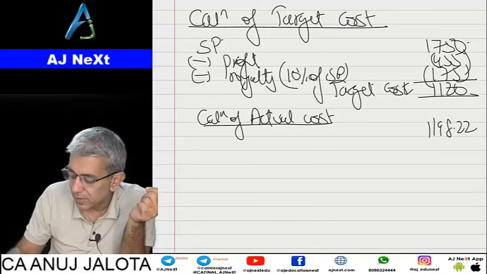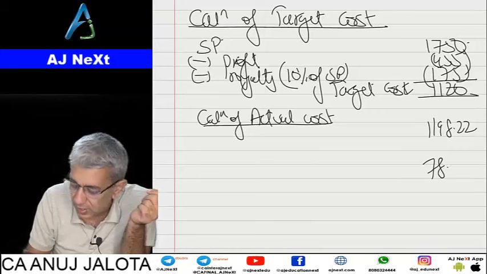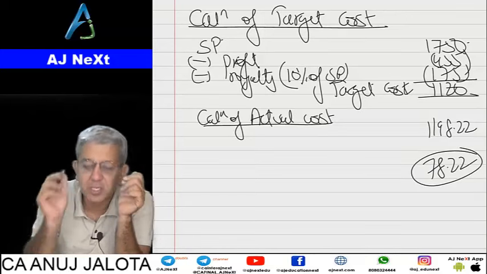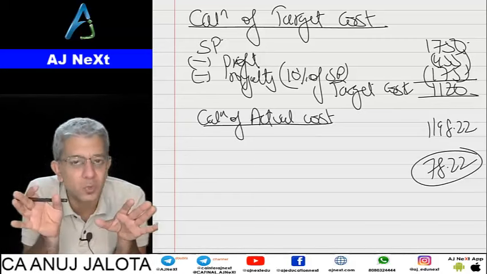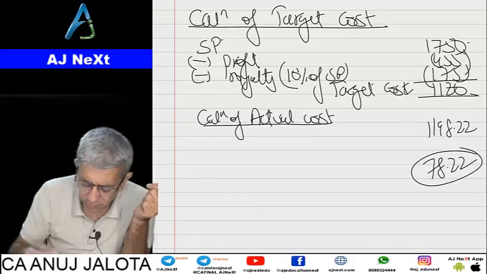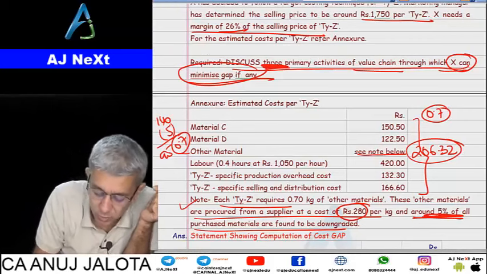From this I'm subtracting 1120 now. So therefore, currently our cost is higher by how much? 78.22. Now, what does the question say? It doesn't say compute this cost, but you've got to be computing it as such. So therefore, you all can start your answer. Your answer is supposed to be what?